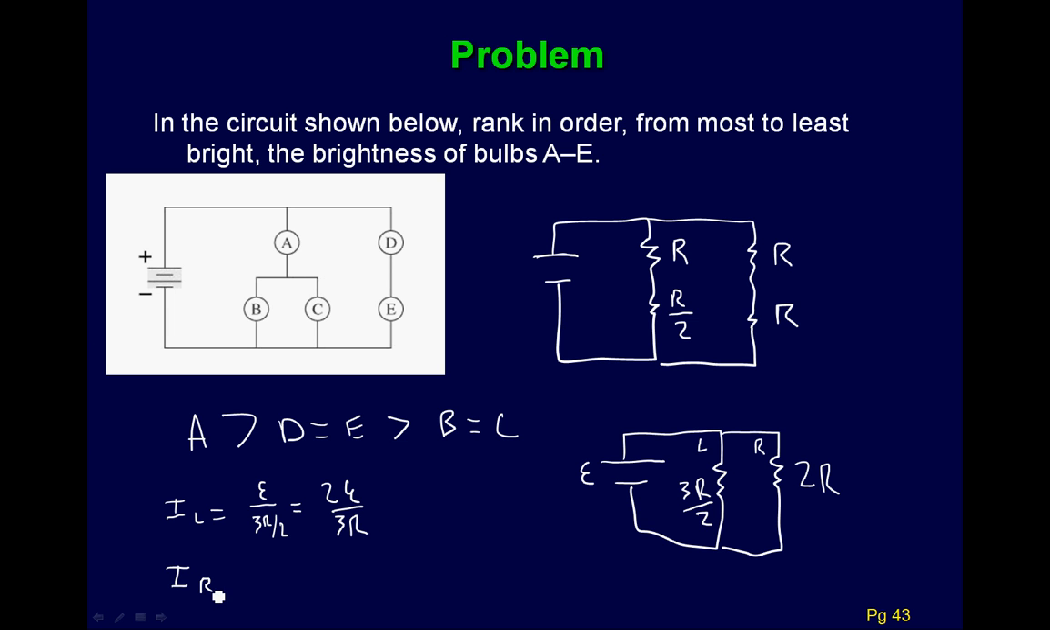And in the right branch, it would be epsilon divided by 2R. So if I go to this picture here, there's a current coming this way of epsilon over 2R, so 1/2 epsilon over R, and this way it's 2/3 epsilon over R. And for a resistor, the power is equal to I squared times R, which is one of the easiest ways to think about it.